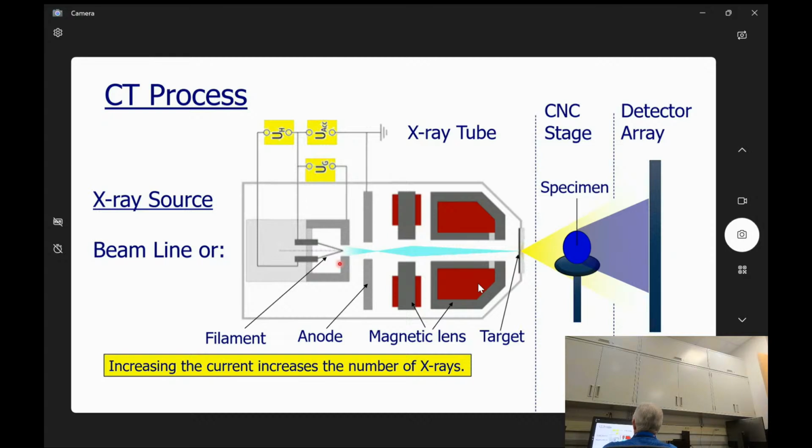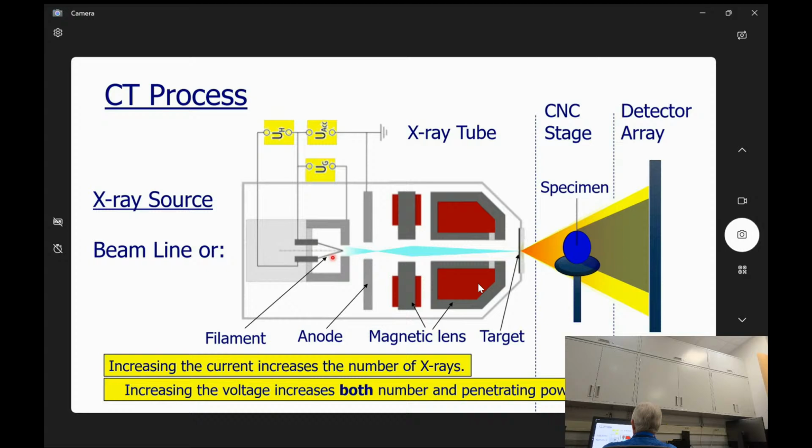Increasing the current on the filament will increase the number of electrons and thus the number of X-rays. So we have a little less of a shadow. And then increasing the voltage on the anode plate, due to the Edison effect, will increase both the number and penetrating power of the X-rays. So much less of a shadow now.